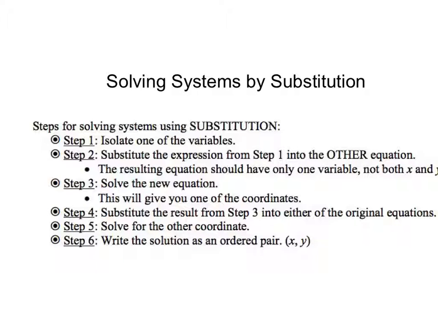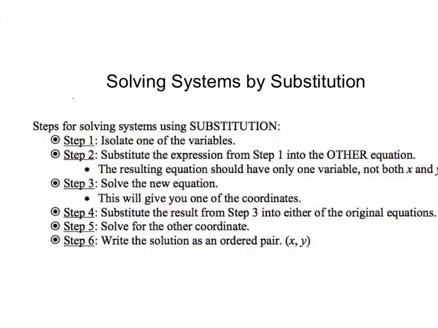Hello, in this video I'm going to talk to you about how to solve a system using substitution. So if we look at our steps here for substitution, step 1, we want to isolate one of the variables. What we mean by that is we want to solve one of the equations for a single variable. Then we're going to substitute that back into the other equation, and then we should be able to solve for one of the variables.